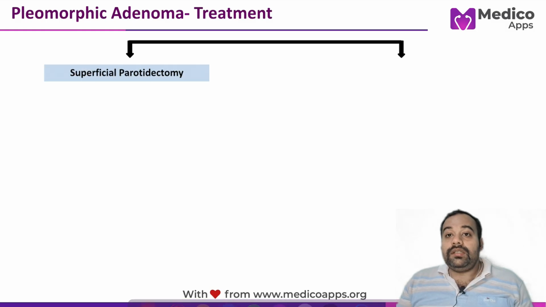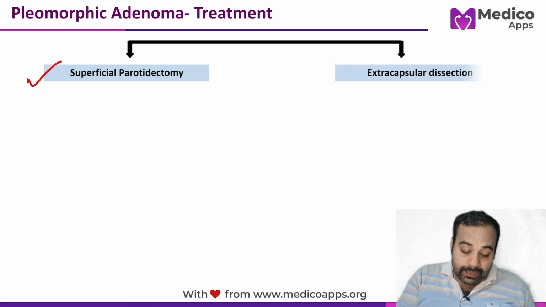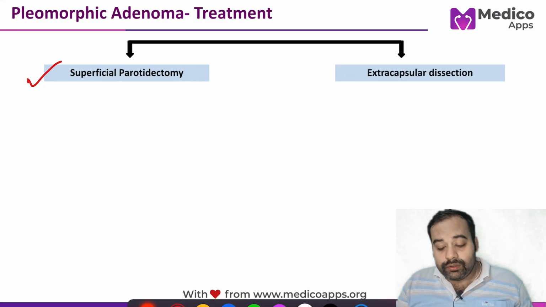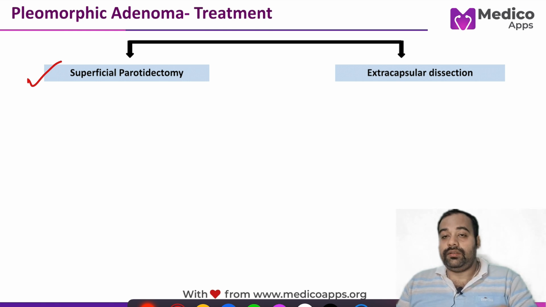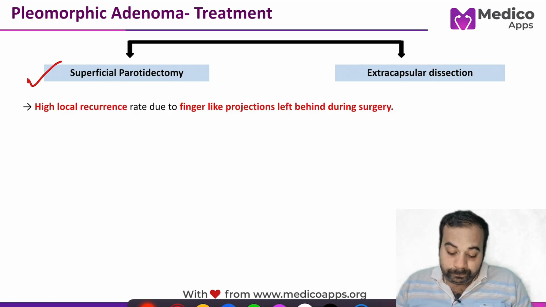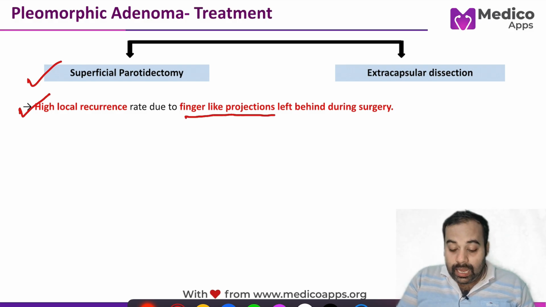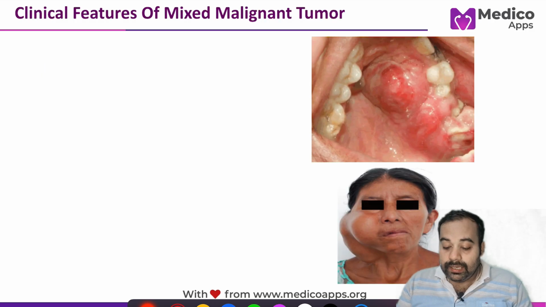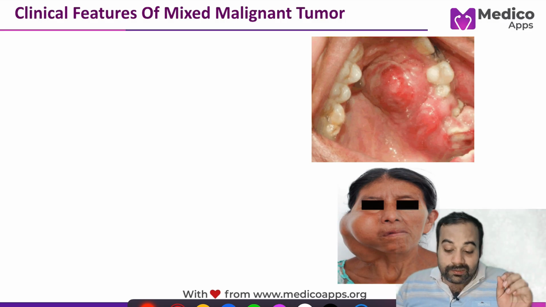Okay. Now the treatment. What are the treatment aspects? Obviously, surgical management is supposed to be done. You can go for the superficial parotidectomy if it only involves the superficial lobe. Otherwise, you have the option of extracapsular dissection, so you can take normal tissue just surrounding the fibrous capsule. Obviously, the high recurrence rate is there due to the finger-like projection left behind during the surgery. Now, let's talk about another important thing, that is your mixed malignant tumor.